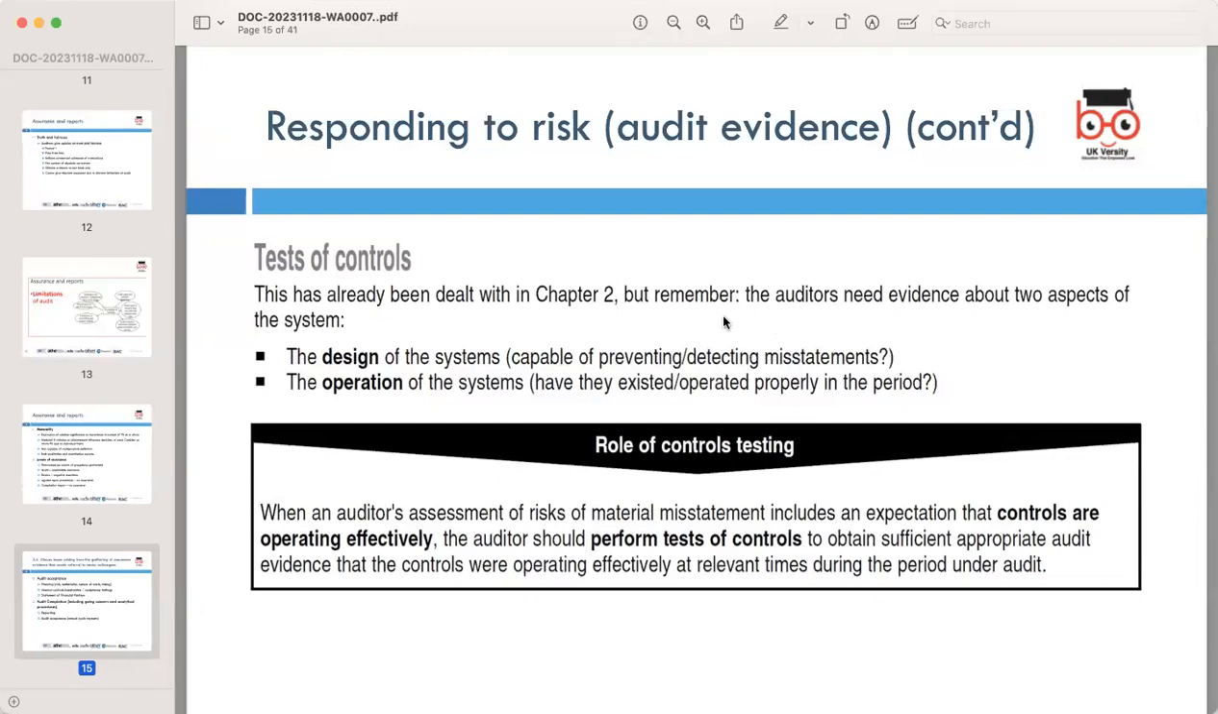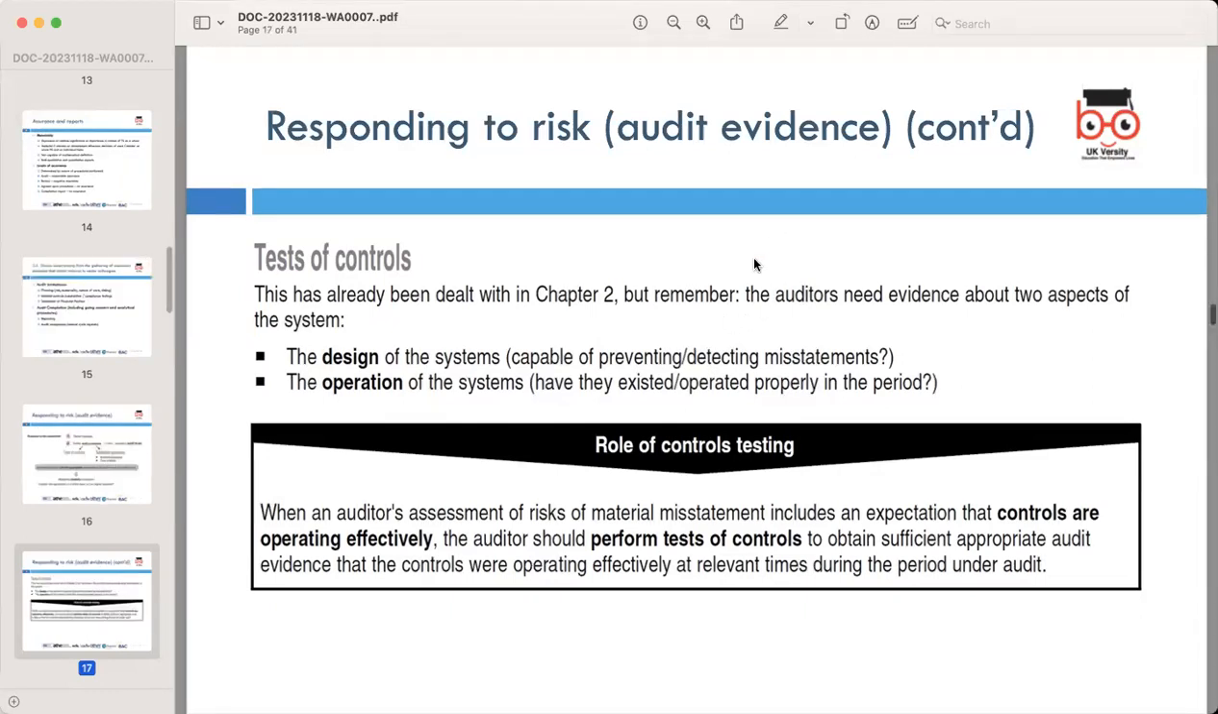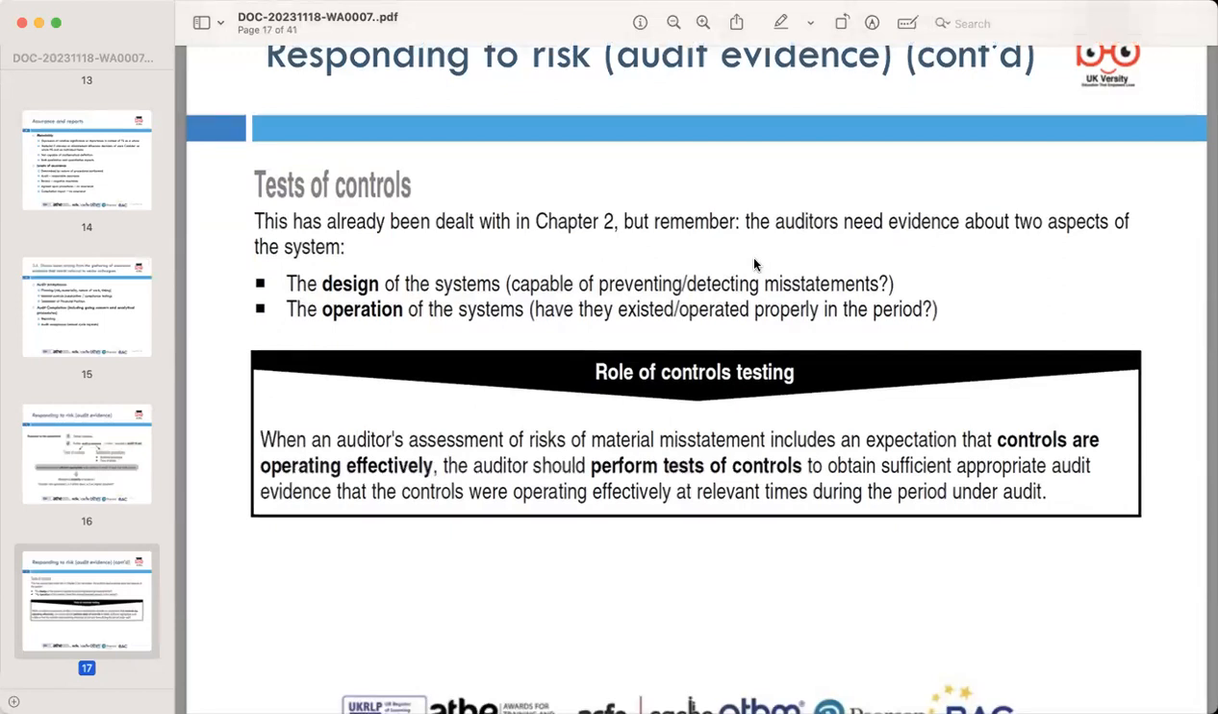Substantive procedures, when we talk about substantive procedures, these are like the main investigations. It is when the auditors really get into the detail. Auditors check the numbers and documents to make sure they are accurate and complete.